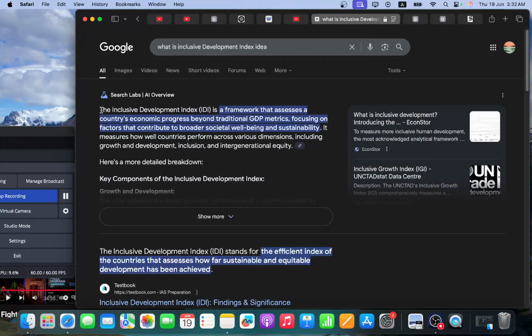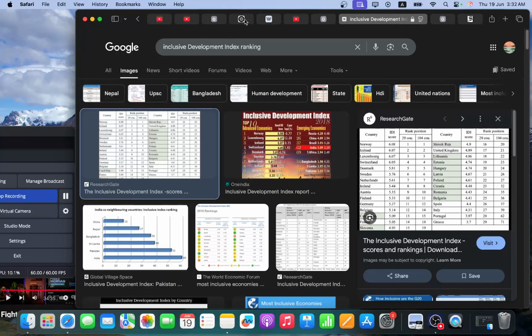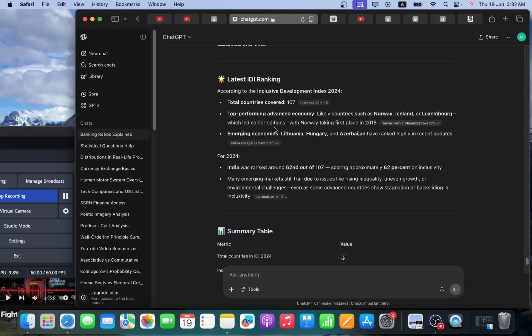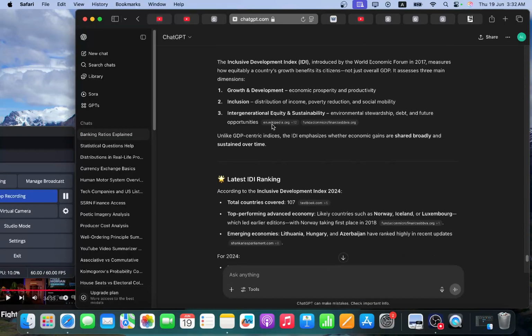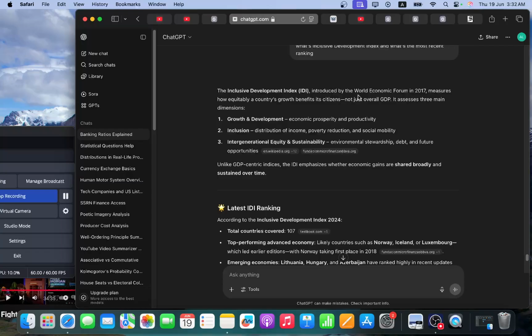So the Inclusive Development Index, IDI, is a framework that assesses a country's economic progress beyond traditional GDP metrics, focusing on factors that contribute to a broader societal well-being and sustainability. So I think I like the definition given here better. Introduced by the World Economic Forum, WEF.